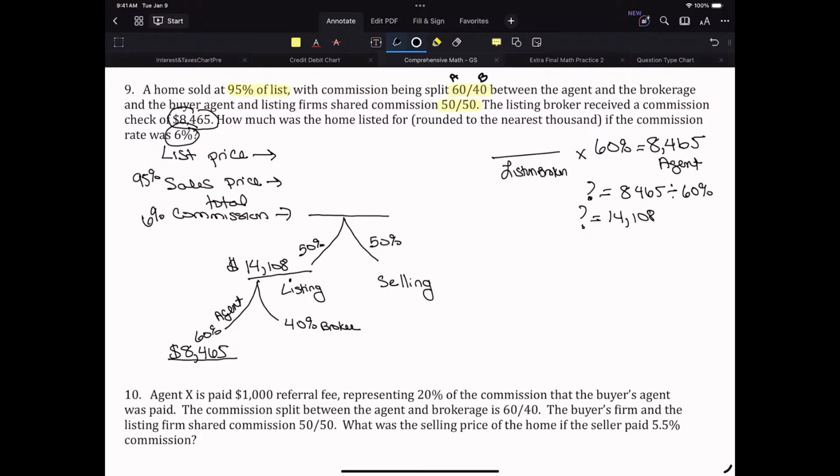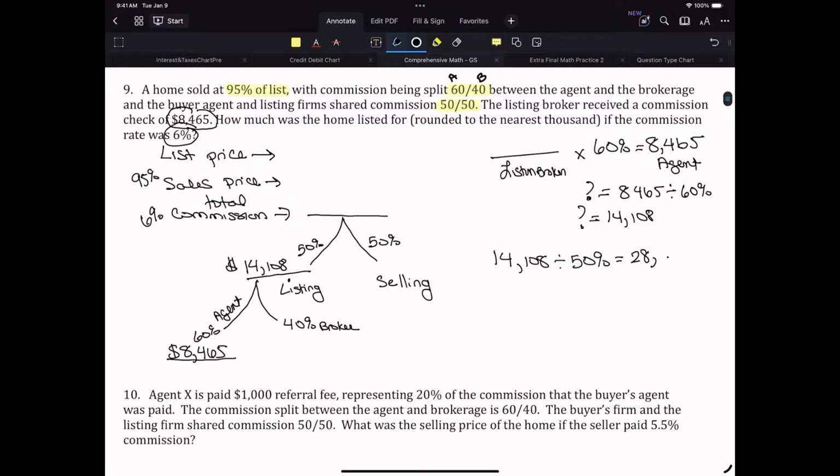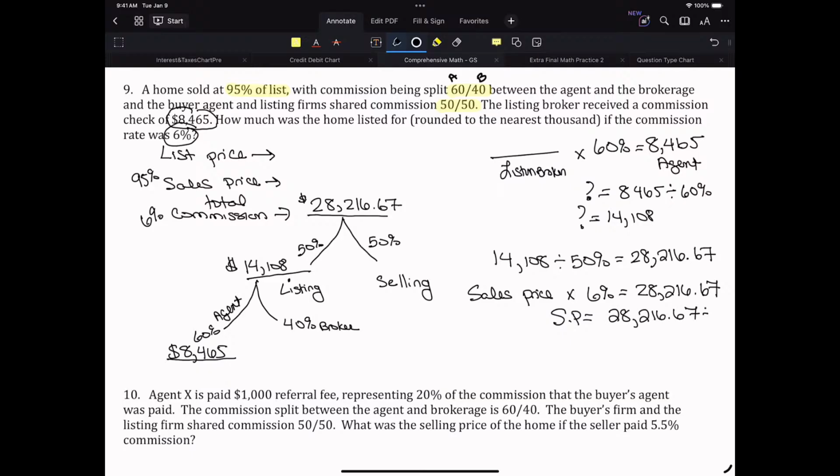I know that number is 50% of the total commission, so I'm going to take that 14,108 and divide by 50%, or multiply by 2, and I'm going to get $28,216.67. That was the total commission. And I know whatever the sales price was, if I multiplied that by 6%, I would get the $28,216.67. So to find the sales price, I would take the $28,216.67 and divide by 6%.